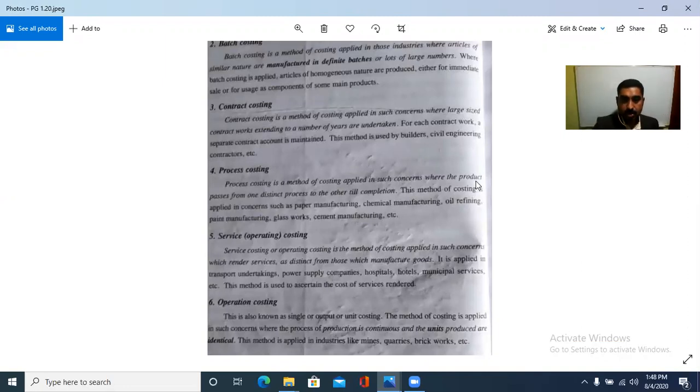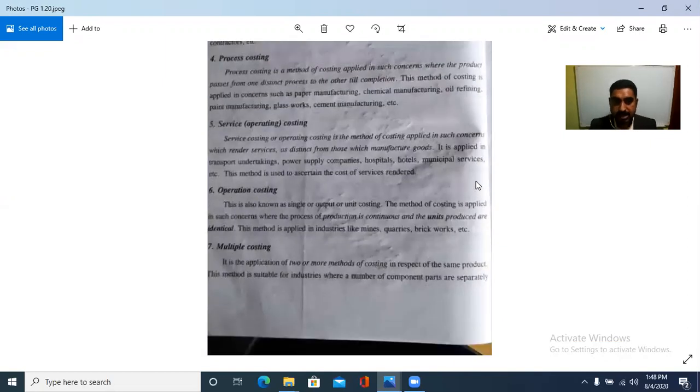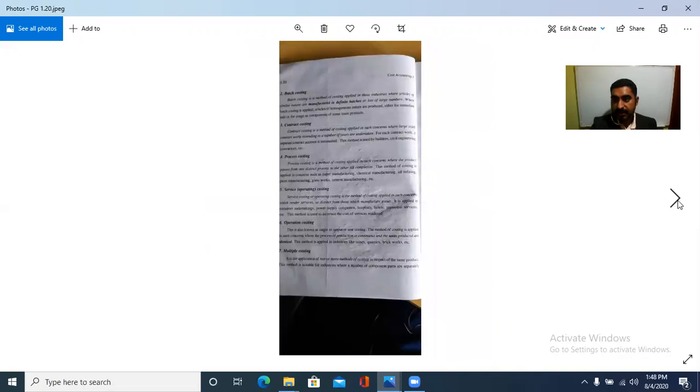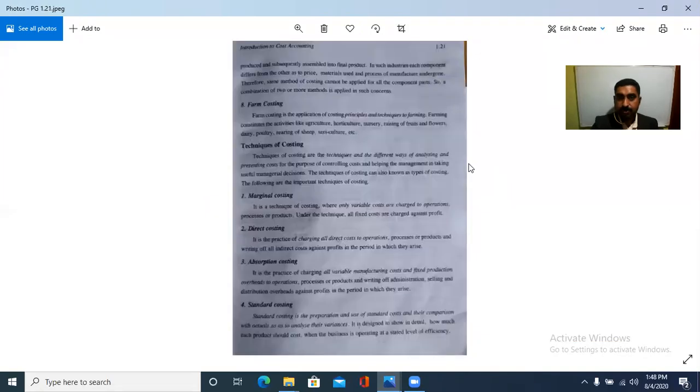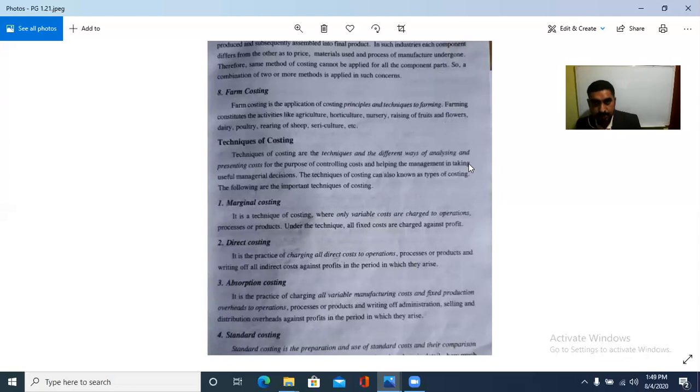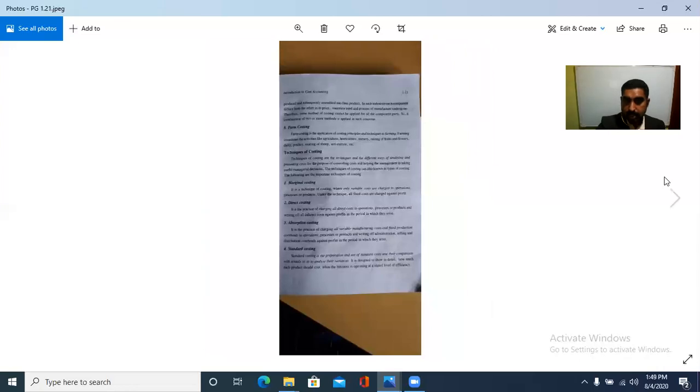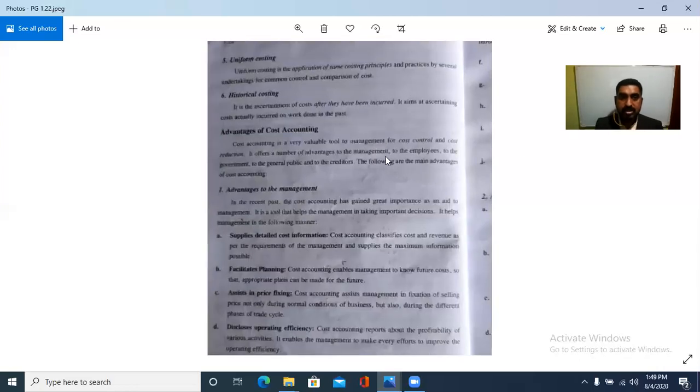Then operation costing or single output or unit costing, where a number of operations are to be performed, the production process should be continuous, and the units produced are identical. Multiple costing is a combination of any of these costings. And farm costing relates to agricultural things. That's farm costing. Then we see techniques of costing like marginal costing, direct costing, absorption costing, standard costing, then uniform costing and historical costing. Techniques, methods.